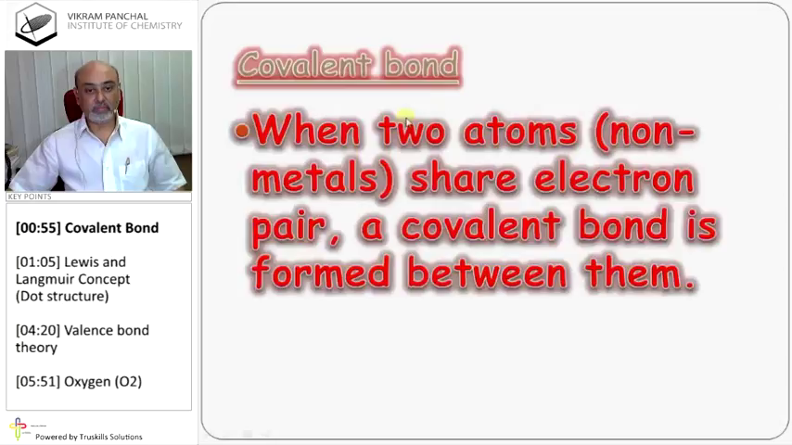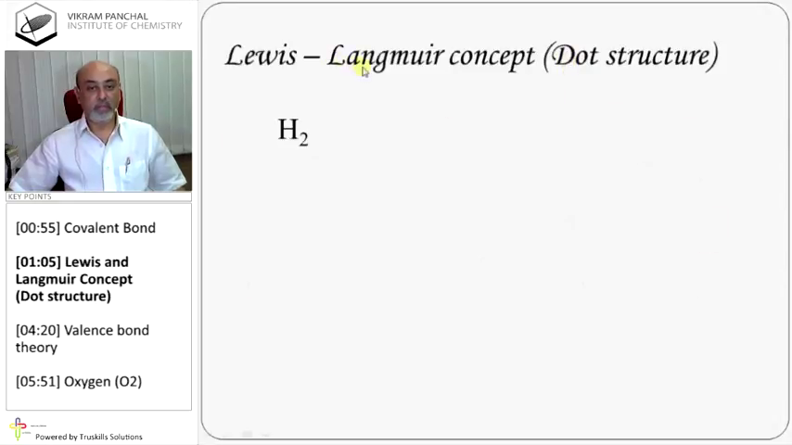Covalent bond. When 2 atoms share electron pair, a covalent bond is formed between them. Lewis and Langmuir proposed the dot structure of molecules. Suppose hydrogen has single bond, that can be represented like this, that you can put 2 dots between 2 hydrogen. That shows that there is single bond between 2 hydrogen.